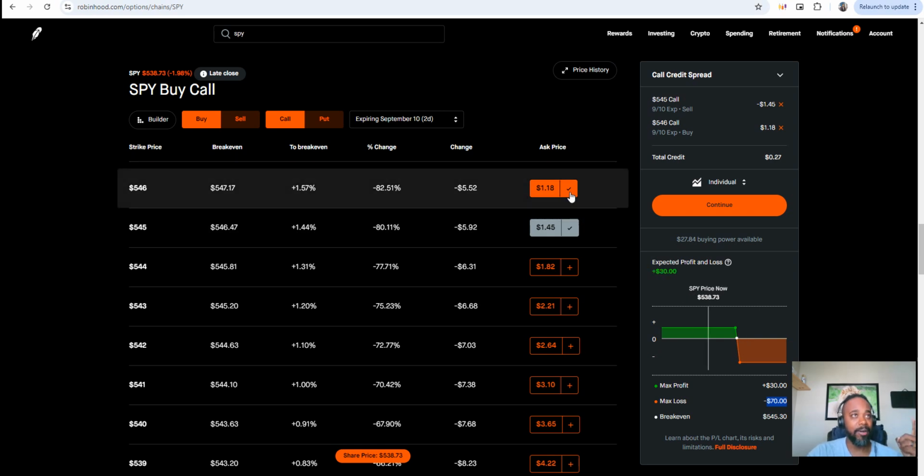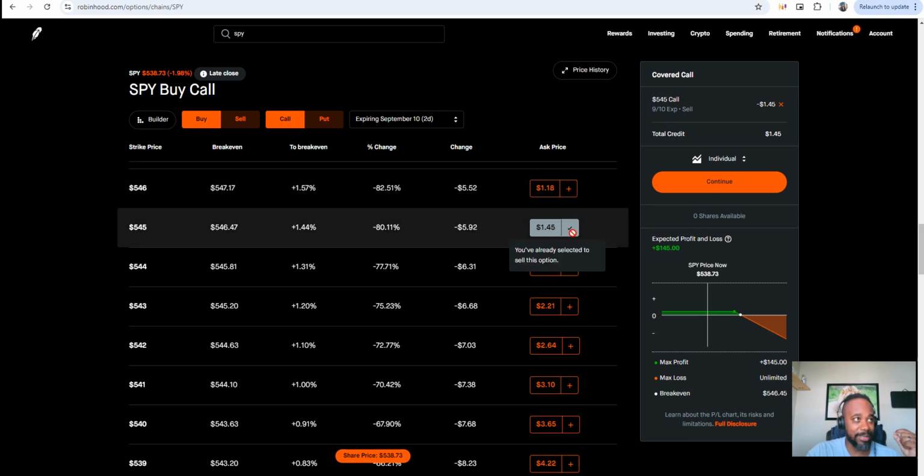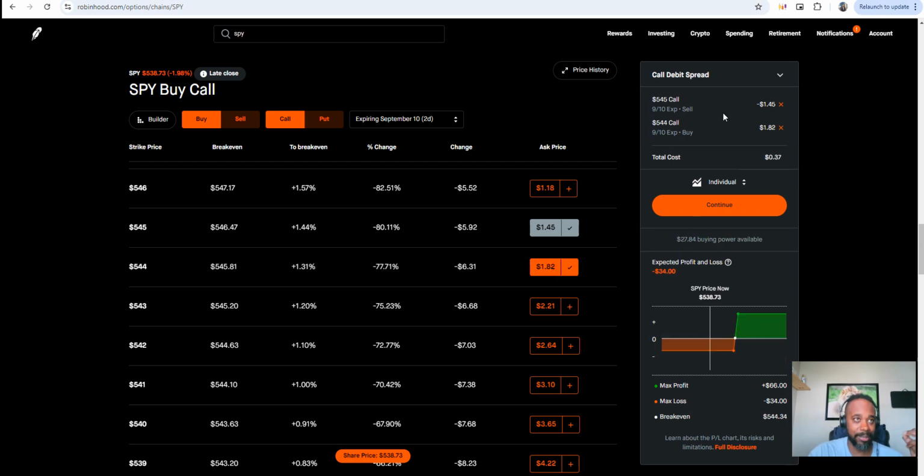Now, let's talk about a call debit spread. So you can change this. And so you're going to have a sell call above the buy. Okay. And so it would look something like this. And essentially, what this is saying is the opposite way. So if the stock were to go above 545, you could potentially make $66. But if it goes the opposite way, it goes below, now you could lose $34. So you can see that the balance is different between the call debit spread and the call credit spread.